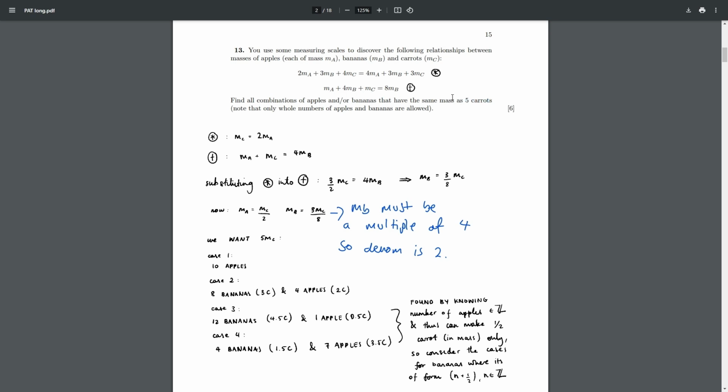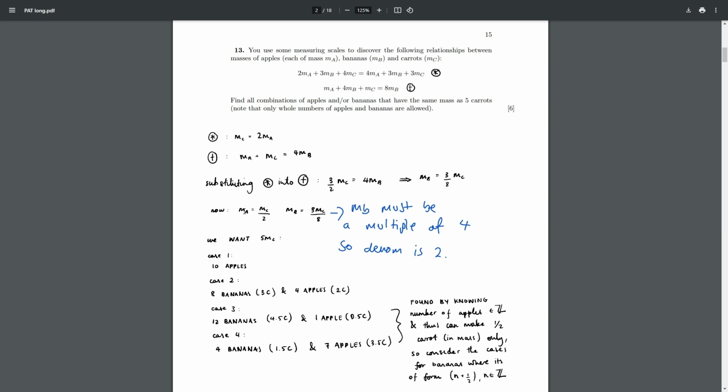So what we're going to want to do is get the mass of an apple and mass of a banana in terms of the mass of a carrot. And then we want to say that that sum is going to equal 5 carrots, 5 MC. So the first equation, we cancel out 3MB on both sides, and we get that MC is 2MA after collecting like terms. And the bottom equation gives us the mass of an apple plus mass of a carrot is 4MB. And we can use the above relationship we got from the star equation to find that 3 over 2 MC is 4MB. So the mass of a banana is 3/8 the mass of a carrot.